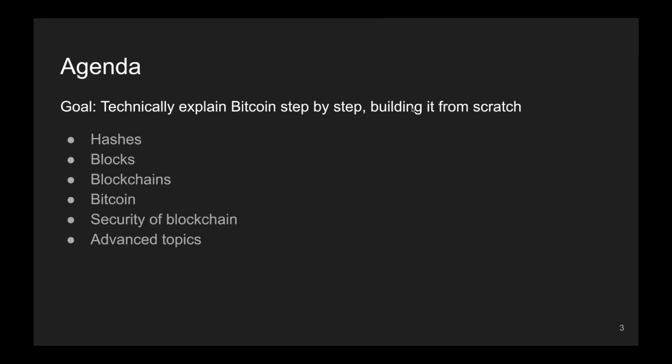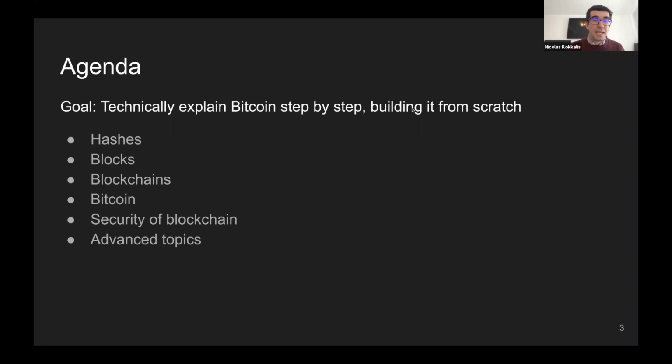Having said this, I want to give you the agenda for today and next class. We'll be talking about the following 5 topics and potentially some advanced topics if we have time at the end. So the topics are the following: cryptographic hashes, which is a very important cornerstone of what's needed, a building block of blockchains. They are possible because of this. We're going to be talking about what is a block, what then becomes a blockchain. Then we will talk about how Bitcoin puts these concepts together.